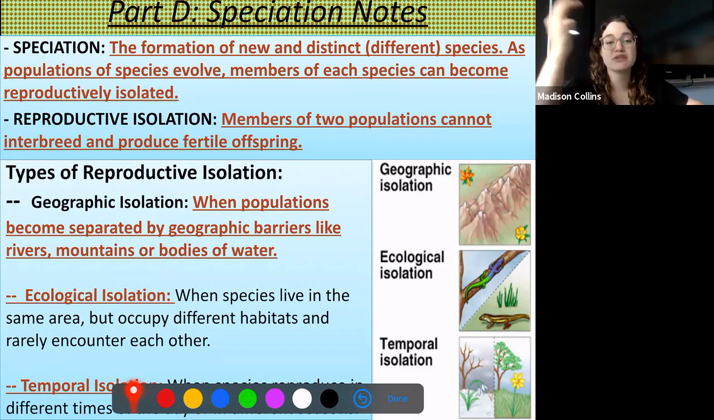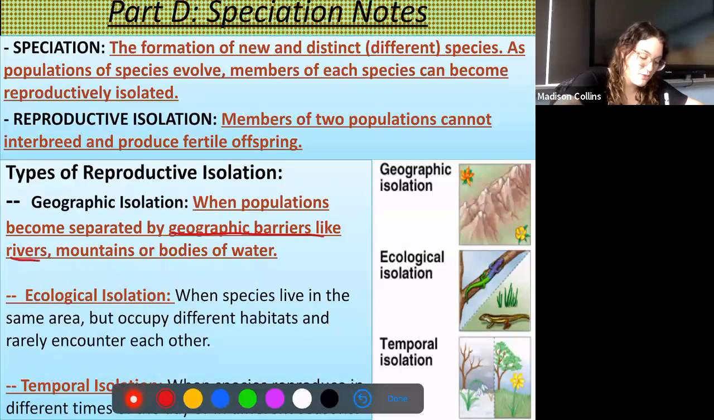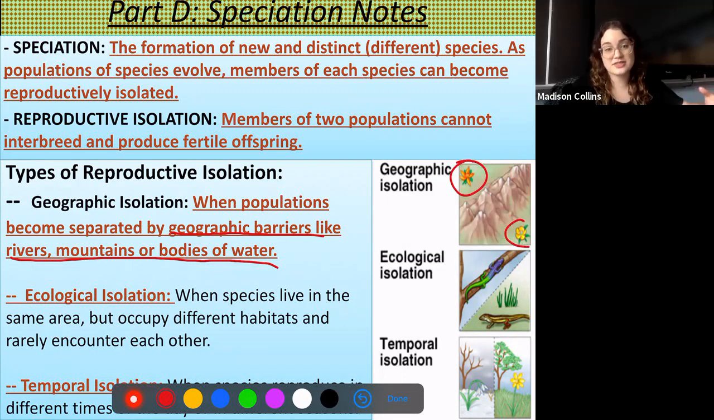And the first one we've mentioned is geographic isolation. This is when populations become separated by geographic barriers, like rivers, mountains, or bodies of water. So we can see here that a mountain region has formed in between these two different types of flowers. I don't know about you, but I don't think a pollinator is going to want to cross that mountain region. So these types of flowers are going to evolve separately into two entirely different species, right?